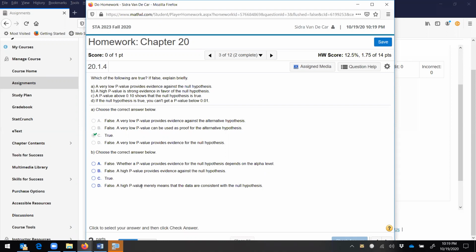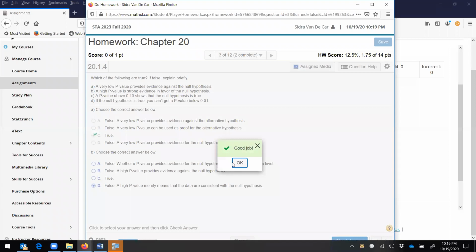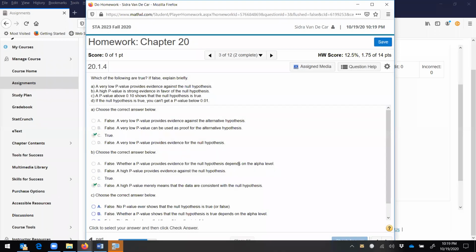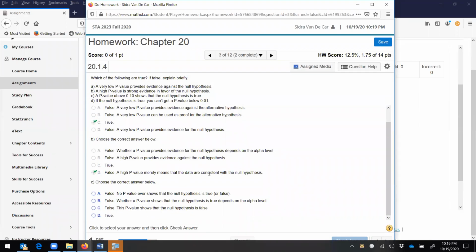There we go. A high p-value merely means that the data are consistent with the null hypothesis. That would be correct. In other words, because I can't ever prove the null hypothesis is true, it's just in keeping with the null hypothesis. All right, now let's look at C. A p-value above 0.1 shows that the null hypothesis is true. No, that's not the case. No p-value ever shows that the null hypothesis is true. That's right.